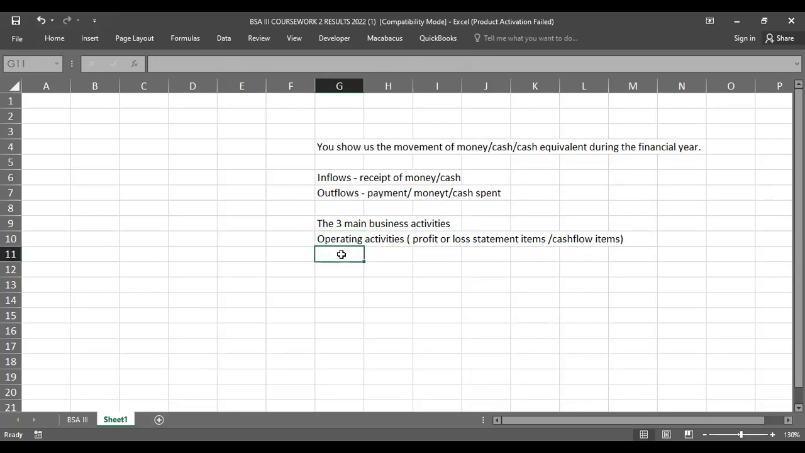Then you have investing activities. Basically, every time you talk about investing activities, you're looking at long-term assets. That's the whole point. Long-term assets, likes of furniture, fittings, buildings. That's investing. Long-term investments too: if you invest in a project or company, those are long-term assets. You get the whole point. Then financing.